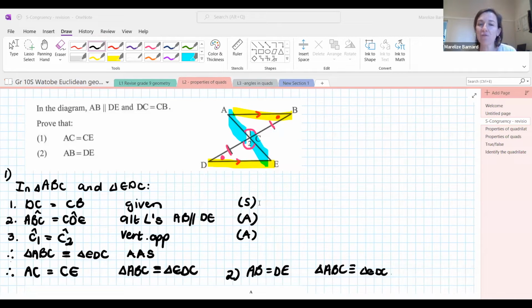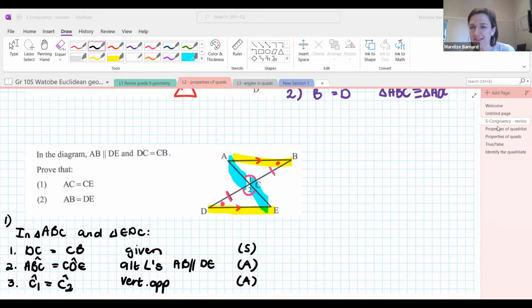And if you label on the side and it's not one of your congruency cases, one of the 4, then you know you're going wrong. So this is Ms. Barnard's foolproof way of proving congruency. Can't go wrong.